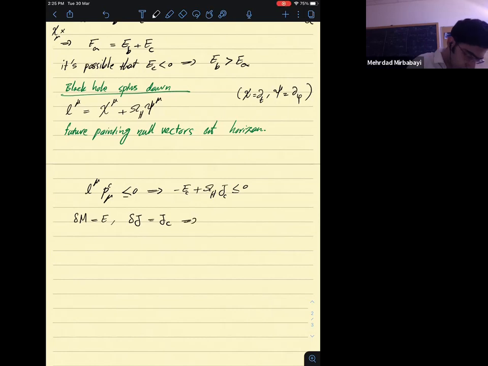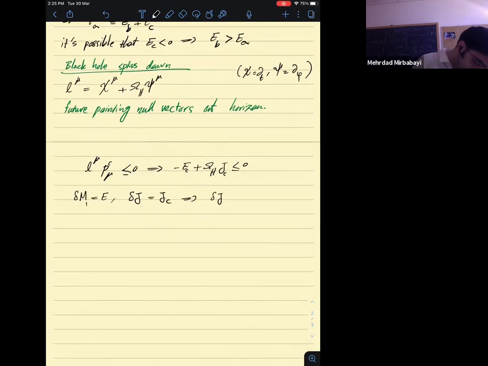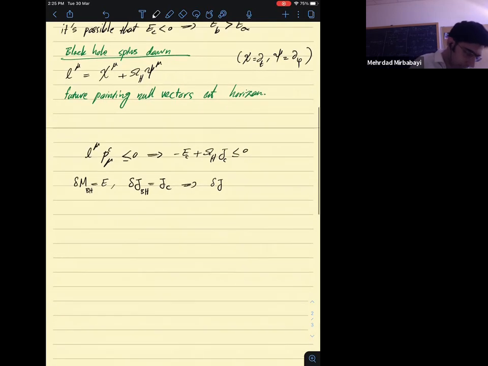And this equation tells us that delta J, so I could put an index black hole here, but just to avoid making formulas too lengthy, I drop it. So from now on, I don't put this black hole index, but I'll be talking about the black hole mass and black hole angular momentum. So delta J, this formula tells us that delta J is less, no, sorry, not less, very important.